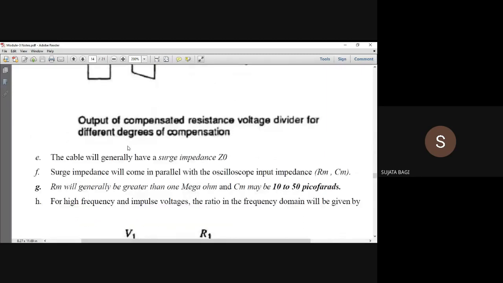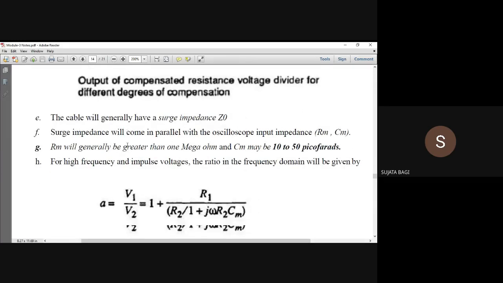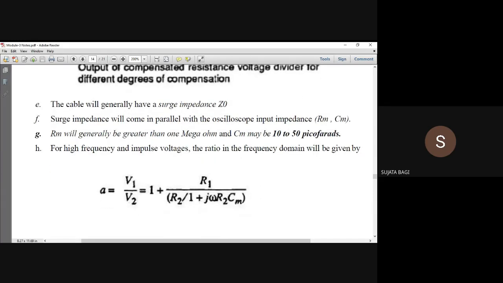Just now I told you, if you are using those compensated networks, the cable generally has a surge impedance Z0, and this surge impedance will come in parallel with the oscilloscope impedance, that is Rm and Cm. Rm is generally greater than 1 megaohm, and Cm is 10 to 50 picofarad for these oscilloscopes.